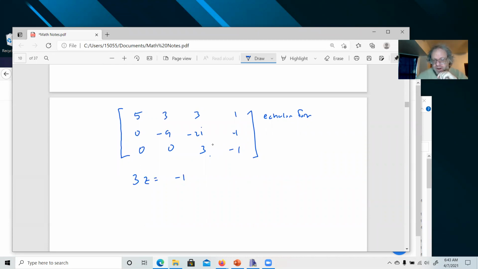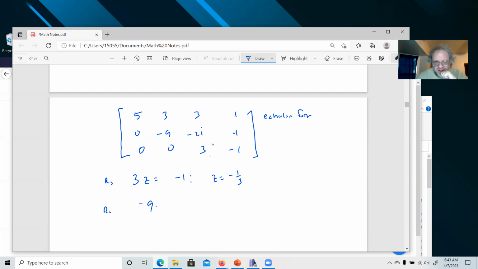3z is equal to negative 1. z is equal to negative 1/3. Oh, delightful. They gave us fractions. All right. Next one up. Okay, that was row 3. We solved for z. Row 2, we're going to be solving for y.